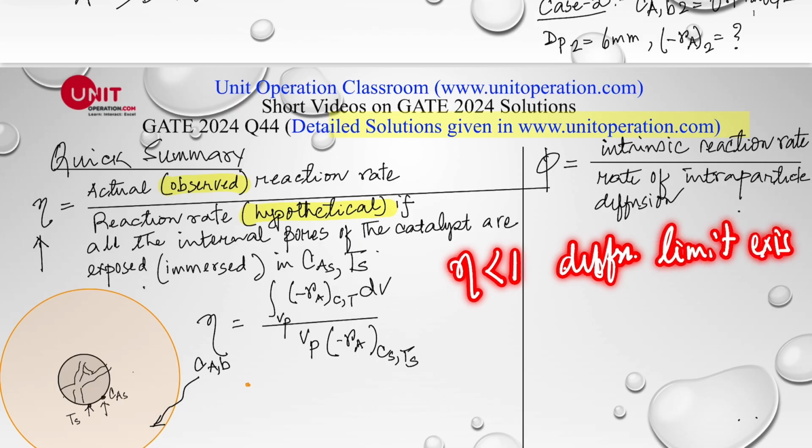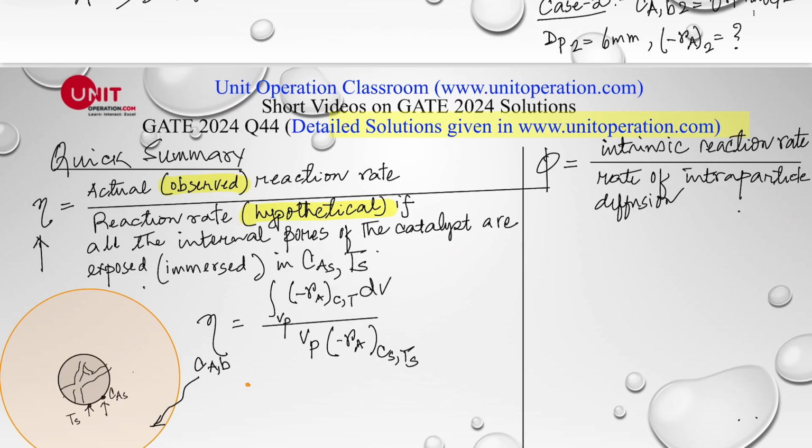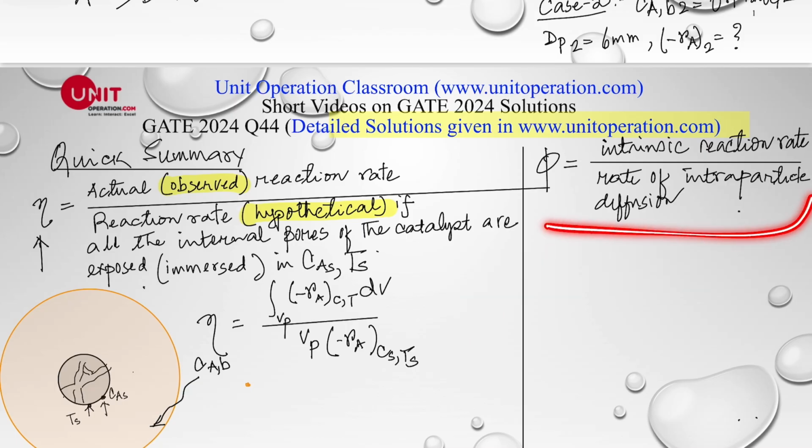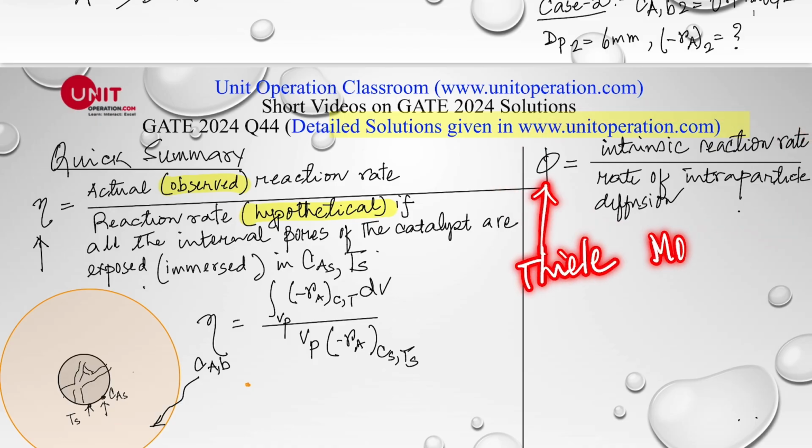Okay, and can eta be greater than 1? Yeah, this can sometimes happen, at least for exothermic reactions, so that may happen also. Okay, this parameter is called the Thiele modulus.